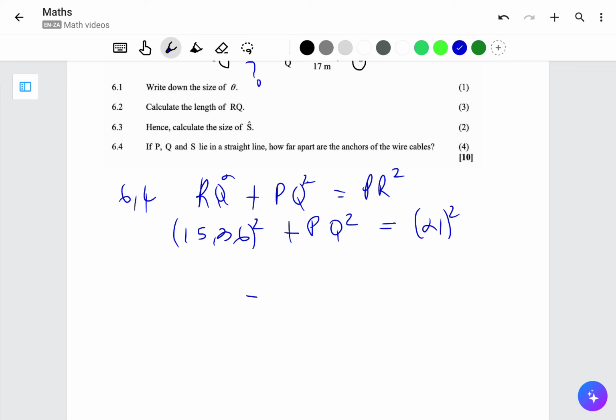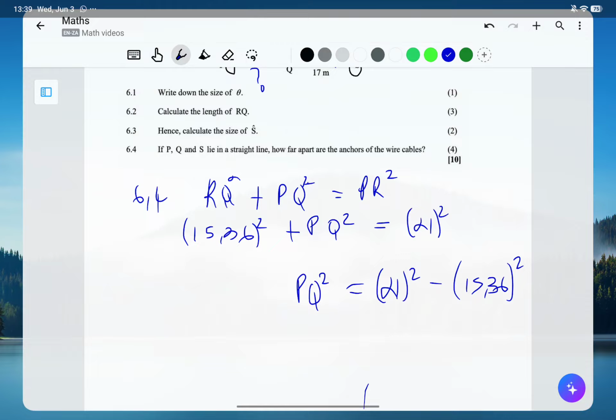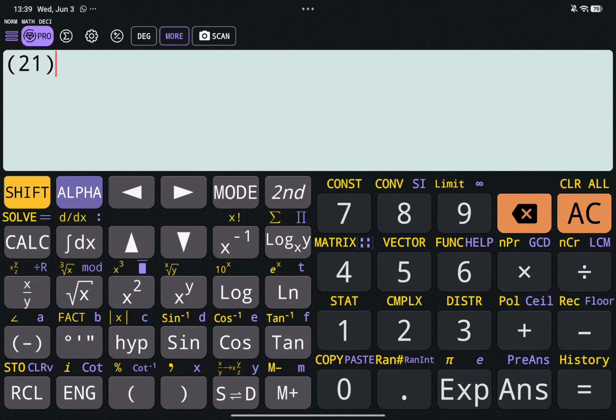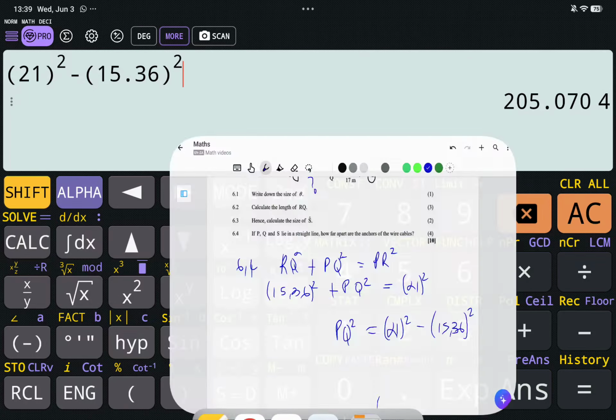Let me just get this out of the way here. We can now say that PQ squared equals 21 squared minus 15.36 squared. Again we can go to our calculators with this one. 21 squared minus 15.36 squared equals 205.0704. Let's go back there.